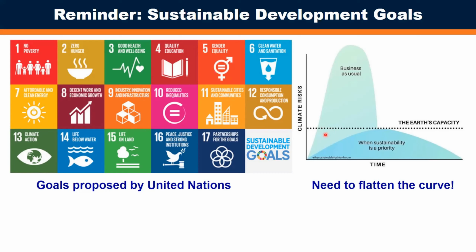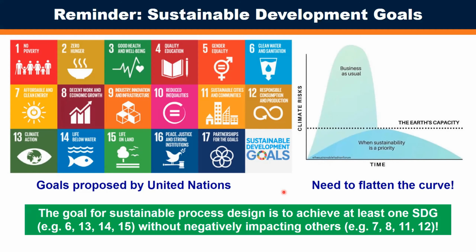exceed whatever capacity our planet is able to handle in terms of the anthropogenic release of CO2 and other greenhouse gases. So there's no years here, but the key thing is we want to stay below the capacity limit. And if we make sustainability a priority, then we really can flatten this curve. But that's what's going to be needed, no matter what these years are. If we don't change what is being done and how we do business, then we will certainly exceed the capacity. And so the goal for doing sustainable process design is to achieve at least one of these sustainable development goals.